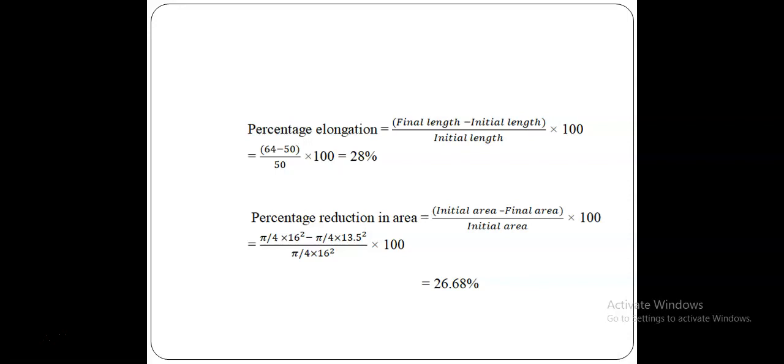Then percentage reduction in area is initial area minus final area divided by initial area into 100. So the diameter of the initial bar we know, and the diameter at the necking zone, and therefore the corresponding area is the final area. So finally we get the percentage reduction in area. That's all.